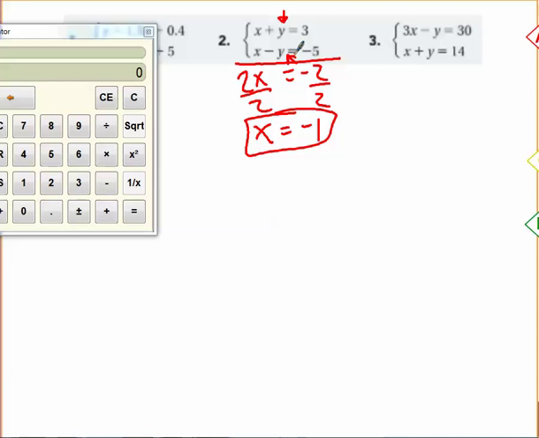So I've shown you 3 ways of doing this problem. One, getting both equations into slope-intercept form. The second, getting one equation into slope-intercept form and substituting. And the third is the addition method.